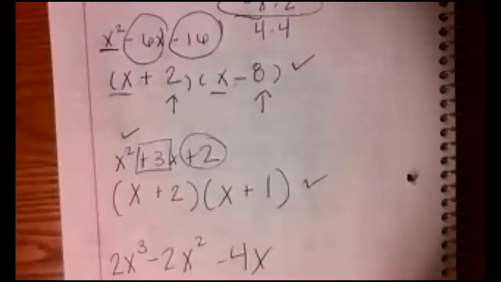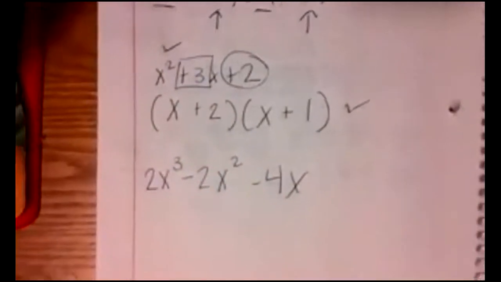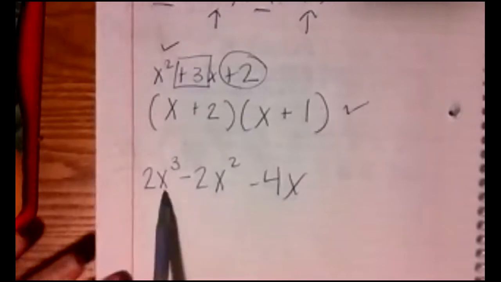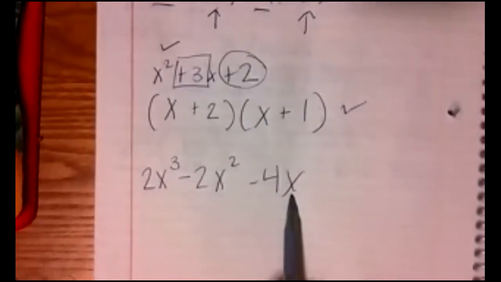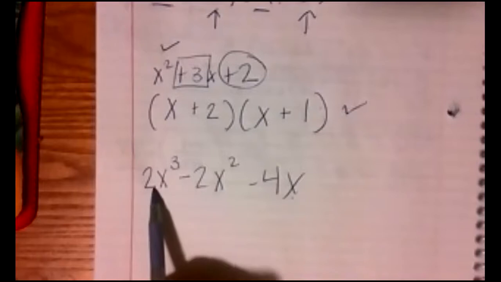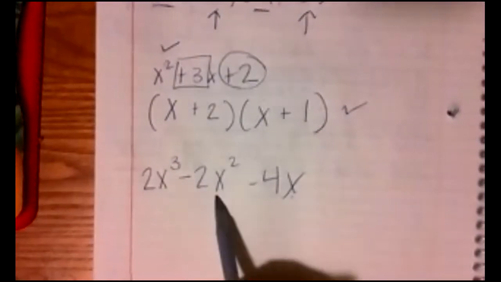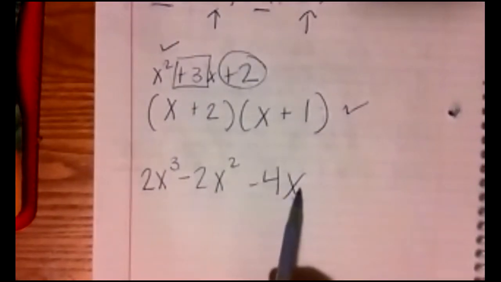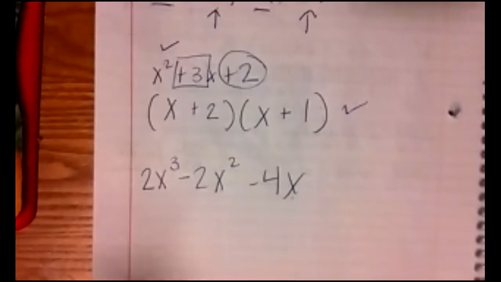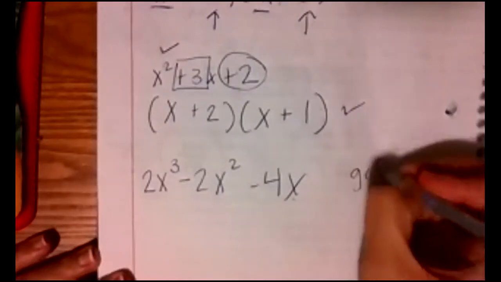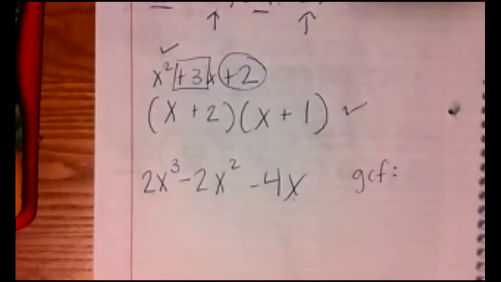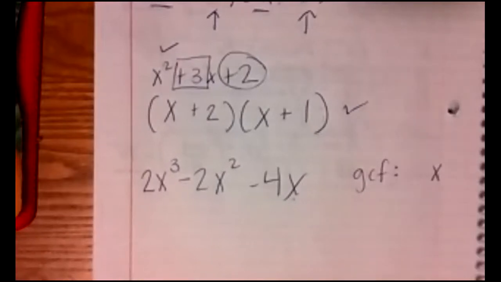All right, this one has a GCF. And I know that for a couple reasons. One, they all have an x in common. Now, even though this one has x cubed, this one has x squared, this one only has an x to the first power. So in my GCF, the largest thing they all have in common is just x. I can't pick x squared, I can't pick x to the third.